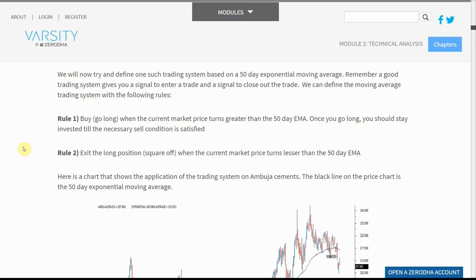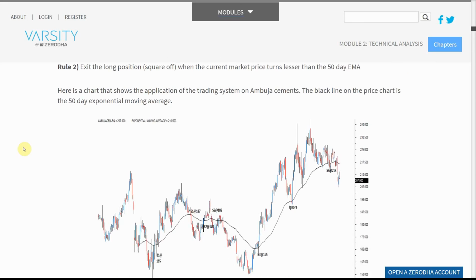Rule 1. Buy, go long, when the current market price turns greater than the 50-day EMA. Once you go long, you should stay invested till the necessary sell condition is satisfied. Rule 2. Exit the long position, square off, when the current market price turns lesser than the 50-day EMA. Here is a chart that shows the application of the trading system on Retracements.